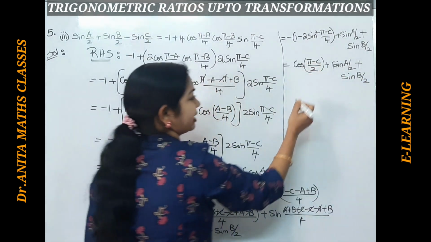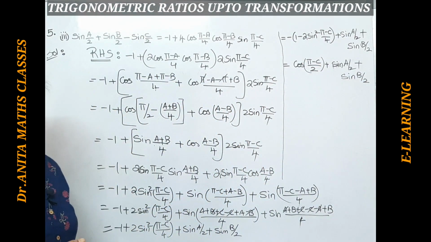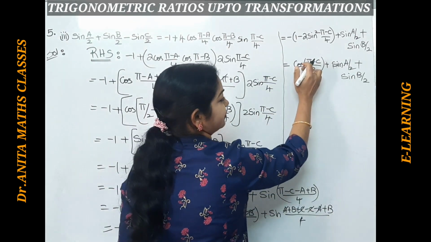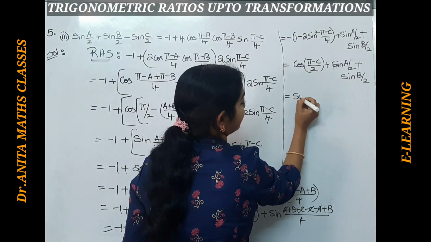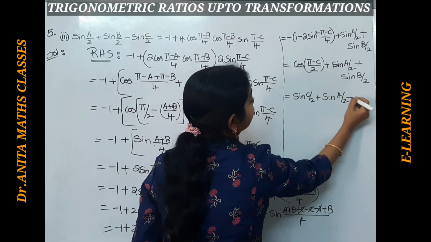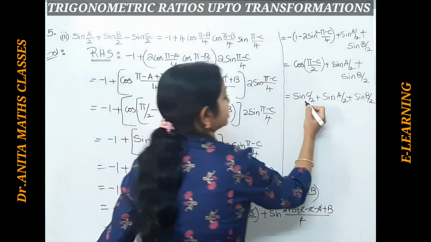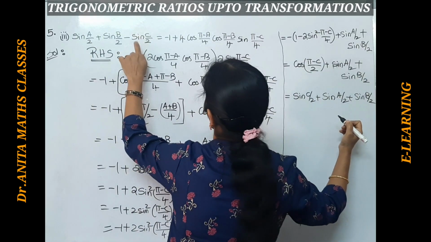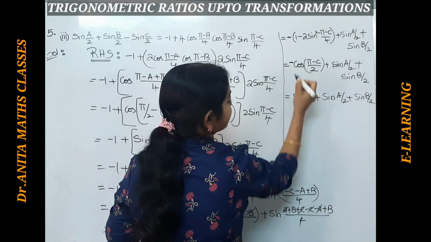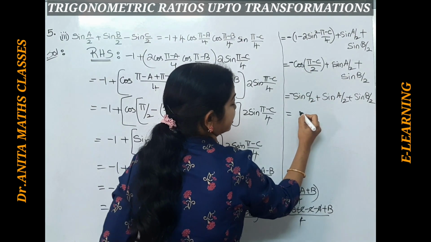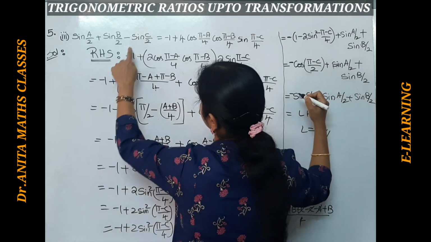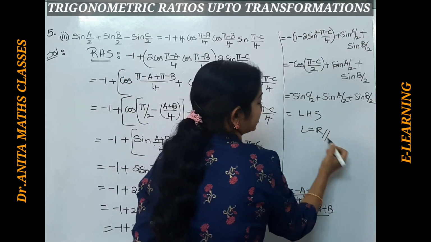Again here, cos of pi by 2 minus C by 2. So cos of pi by 2 minus is sine. So 90 minus, in the first quadrant only, this becomes sine of C by 2. So this is the LHS part. Here in the LHS we have minus, and this minus I have to write also. So this is the LHS. Therefore LHS is equal to RHS.